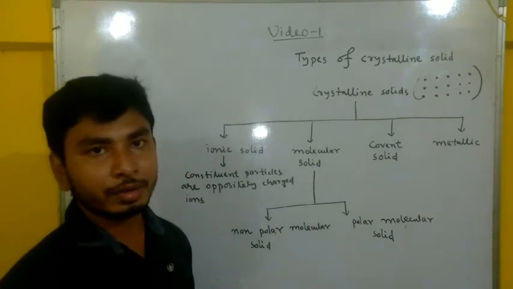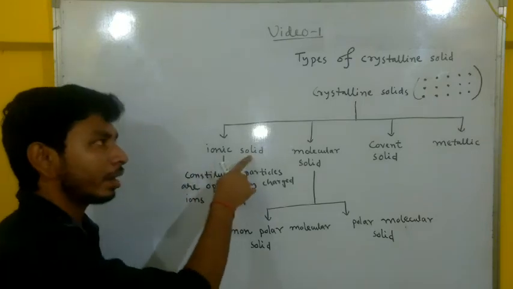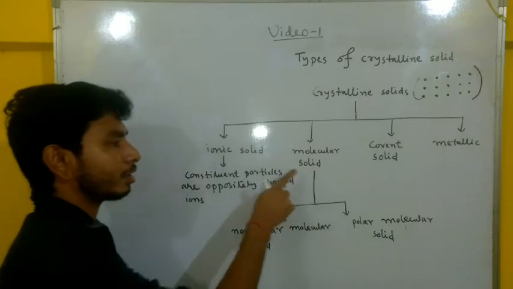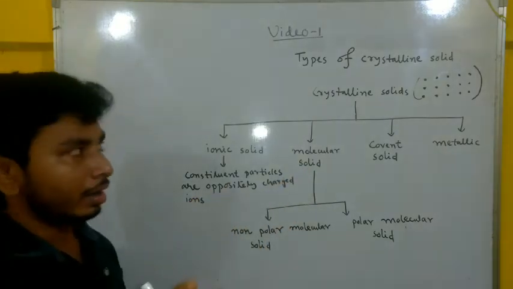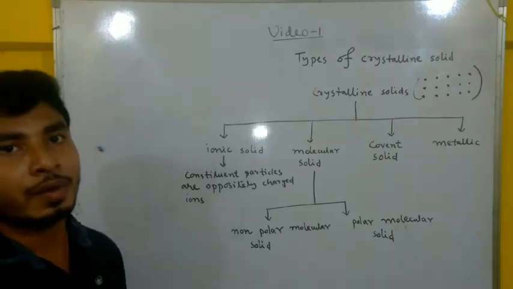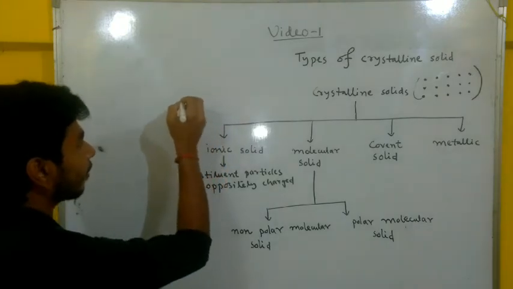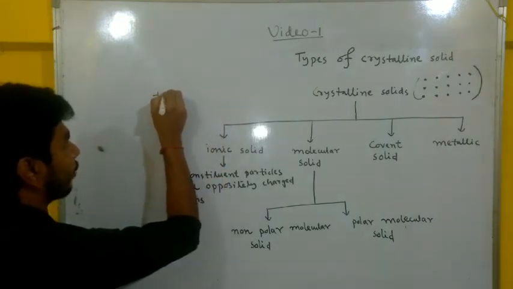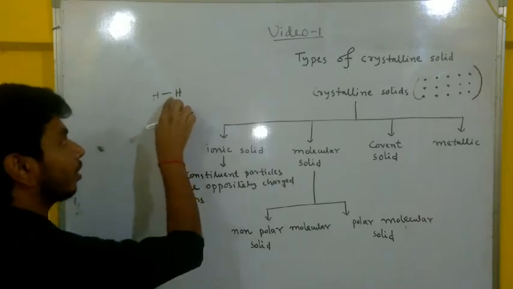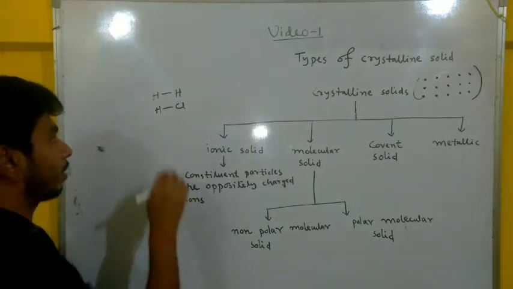Now in molecular solid, what is the nature of the particles? Nature of the particles is molecules. In ionic solid, the particle should be ion. In molecular solid, the particles have to be molecules. Now a molecule can be polar molecule, or a molecule can be non-polar molecule. For example, H2 is a non-polar molecule. Now suppose HCl, it is a polar molecule.